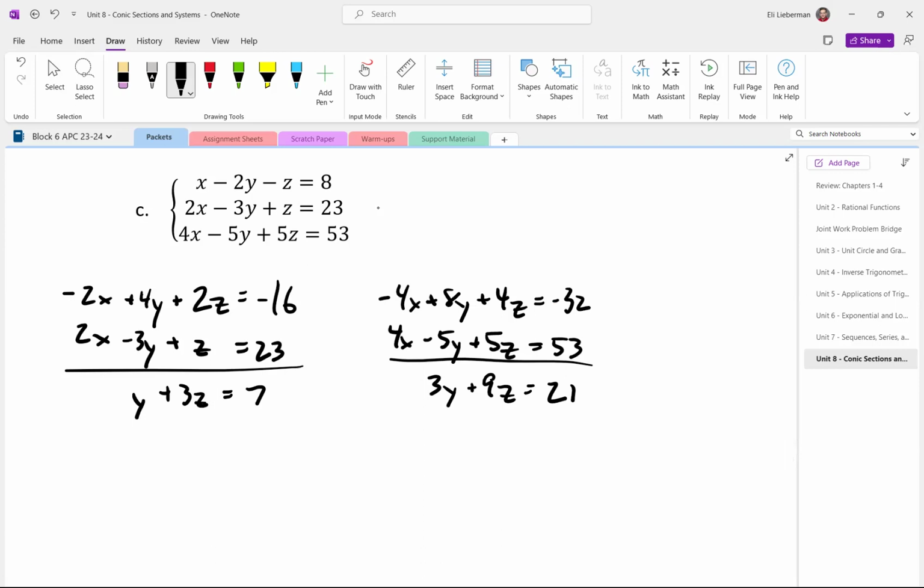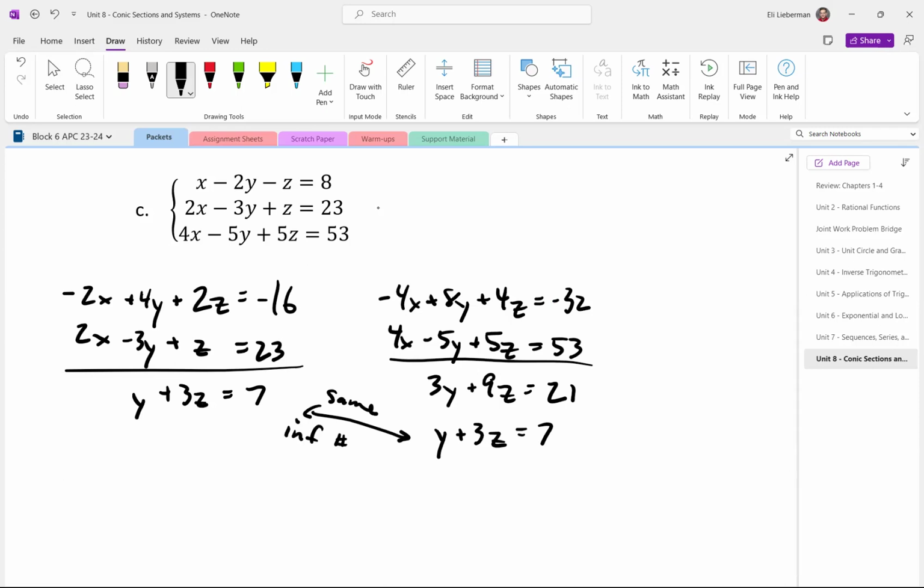But you'll see what we're left with here. Same equation. Aren't they the same equation? We divide by 3, we have y plus 3z equals 7. Same. And when we see that, we know we should do a weird notation thing.